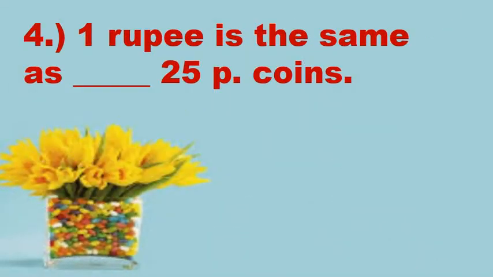Number 4. 1 rupee is the same as dash 25 paisa coin. Yes, P stands for paisa, so we have to read it as 25 paisa. How many 25 paisa coins do we need to make 1 rupee? 4. 1 rupee is the same as 4 25 paisa coins.